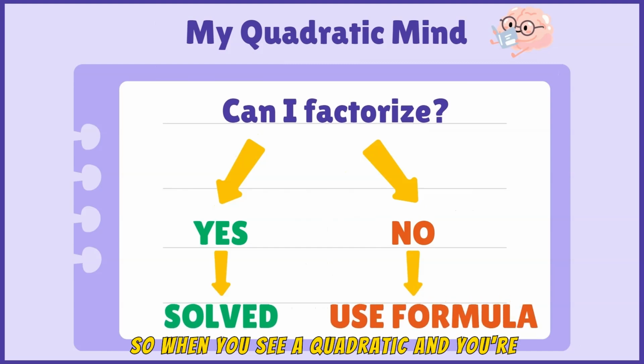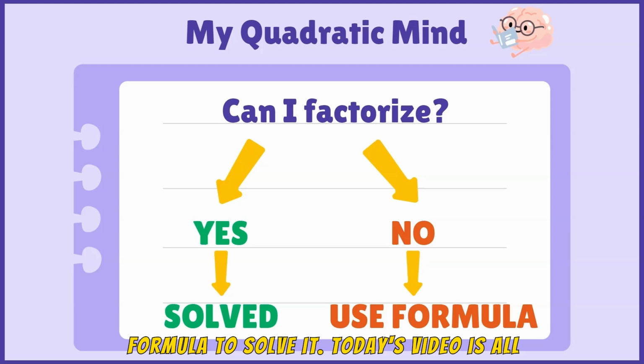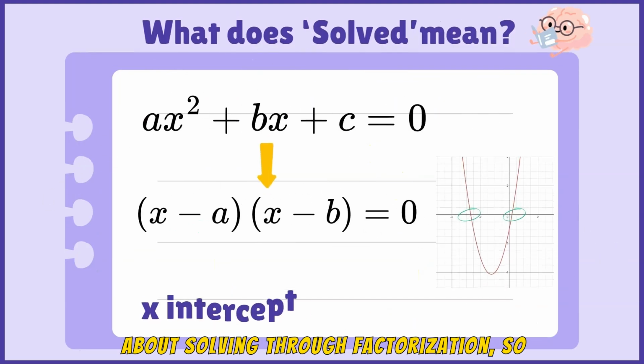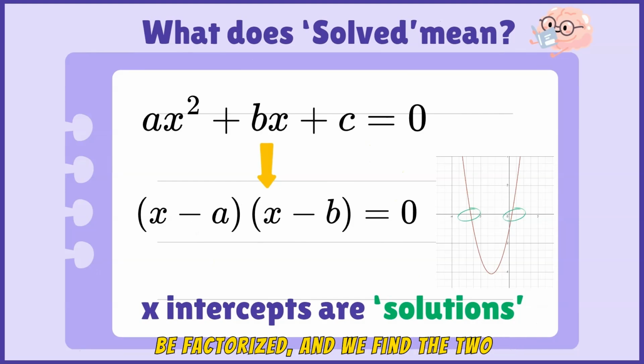So when you see a quadratic and you're trying to solve it, this should be how you think about the problem. Can I factorize it? If you can, then you've solved the equation, and if you can't, then you have to use the quadratic formula to solve it. Today's video is all about solving through factorization, so we're going to assume that we are in this kind of scenario where the equation can be factorized, and we find the 2 x-intercepts via the factorization technique we're about to show you.